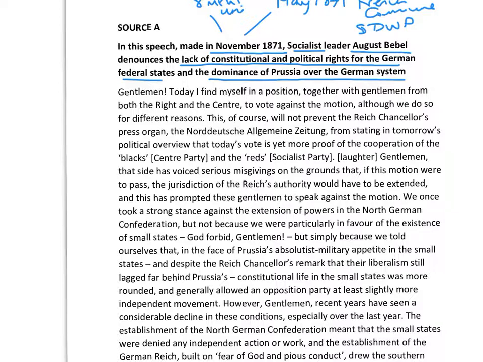united. So I'm immediately going to pick up on the fact about the Norddeutsche, about Bismarck's press organ. Notice how it says the Reich Chancellor, so I'd write Bismarck, that's important, show knowledge, okay, who the Reich Chancellor is. He's got a propaganda department, basically, a press organ. Use the word propaganda. That today's vote is yet more proof of the cooperation of the Centre Party and the Socialist Party.